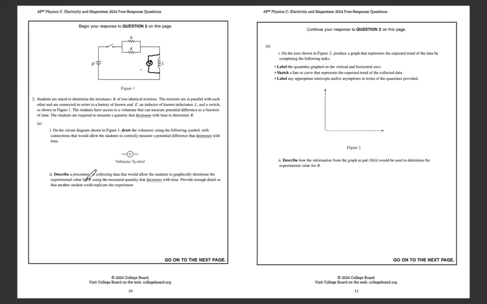Describe a procedure, oh no, to graphically determine the experimental value and provide enough detail so that a student can replicate the experiment. I hate these ones. All right. So you know the inductance and the voltage then. What we know is going to happen is since this is an RL circuit, you're getting exponentially decaying stuff. So what you're going to want to do is close the switch and start your timer.